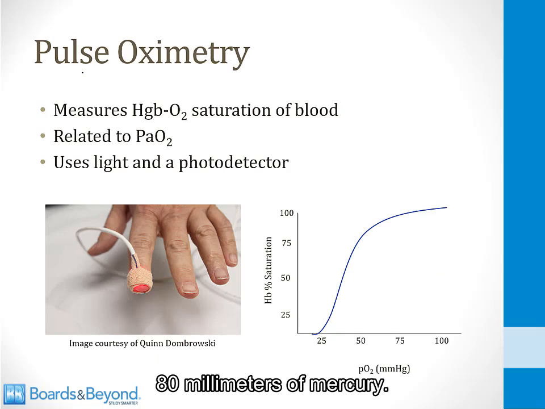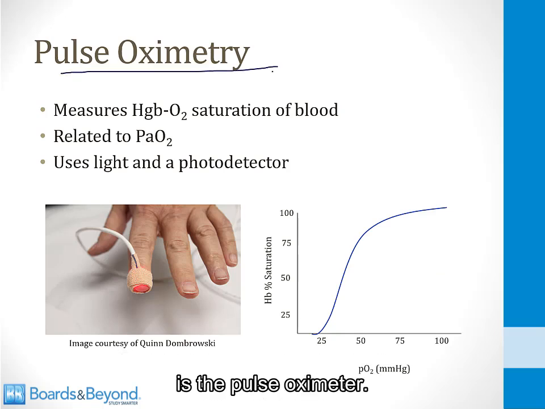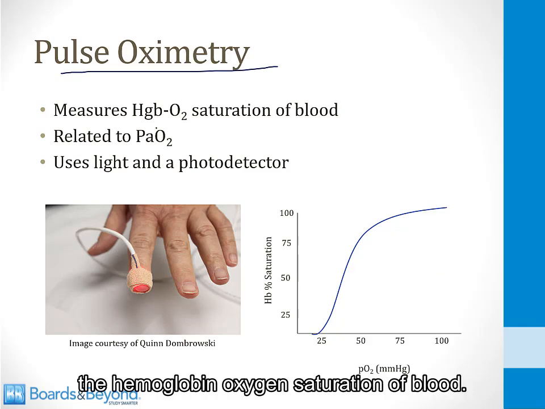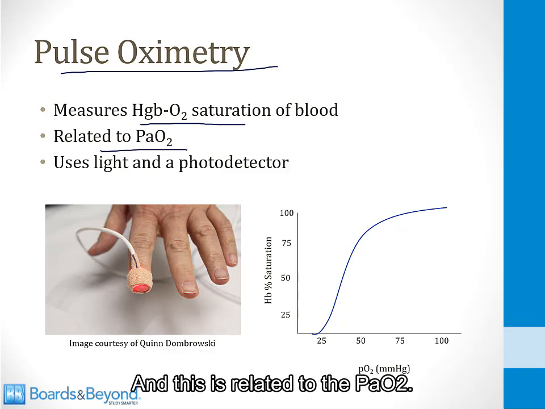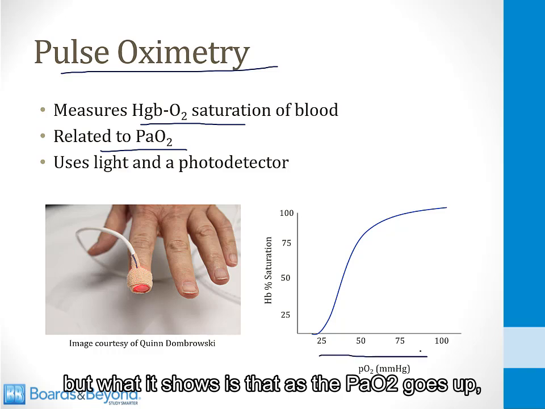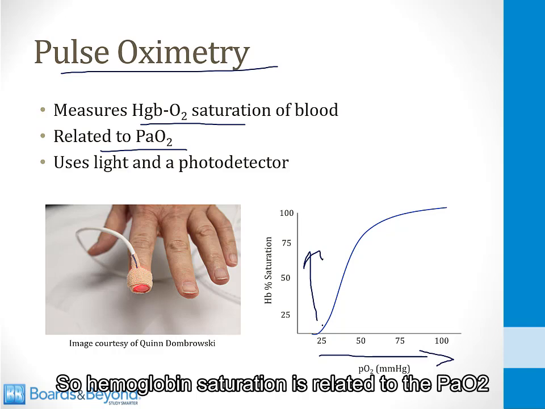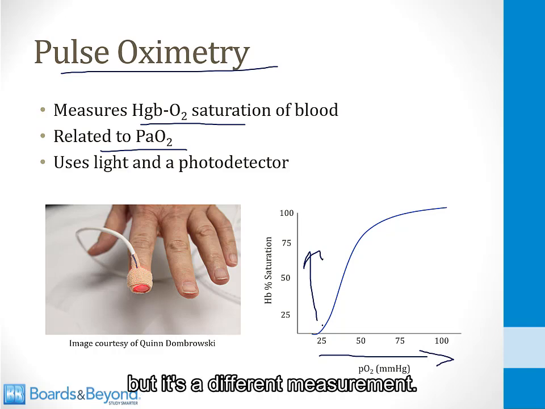The second tool we use to assess the oxygen content of blood is the pulse oximeter. This is a tool that can measure the hemoglobin oxygen saturation of blood, and this is related to the PaO2. At the bottom right side of the screen is a hemoglobin saturation curve. I talk about these in detail in the video on hemoglobin, but what it shows is that as the PaO2 goes up, the hemoglobin saturation goes up. So hemoglobin saturation is related to the PaO2, but it's a different measurement.